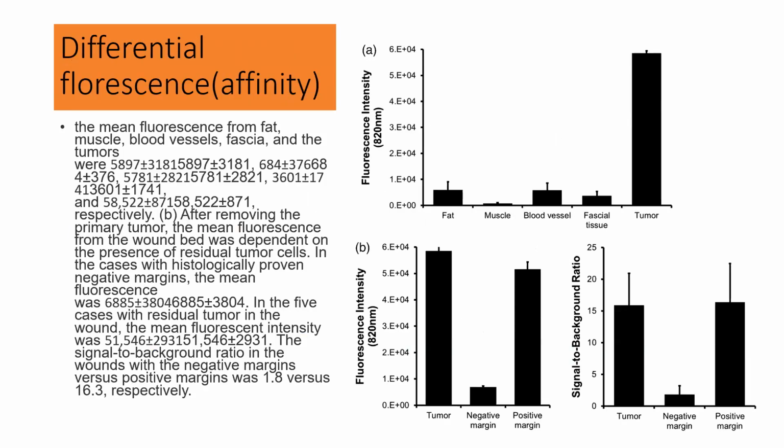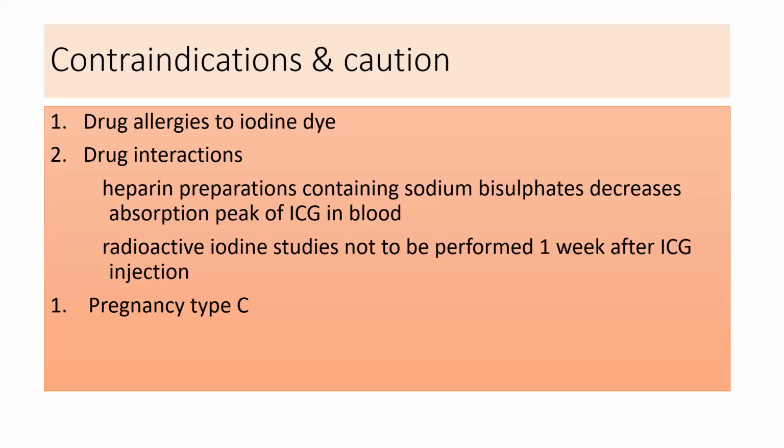Now, this is a very important slide. This slide indicates the affinity of the ICG dye to various pathologies or structures of the body. In fat, it is very low. In muscles, it is extremely low. In blood vessels, it will remain for at least 4 to 6 minutes, not more than that. In tumor, in malignancy, it will remain for more days because it has great affinity, as I have already told you. Depending on that, we can plan what time we are going to give the dye.